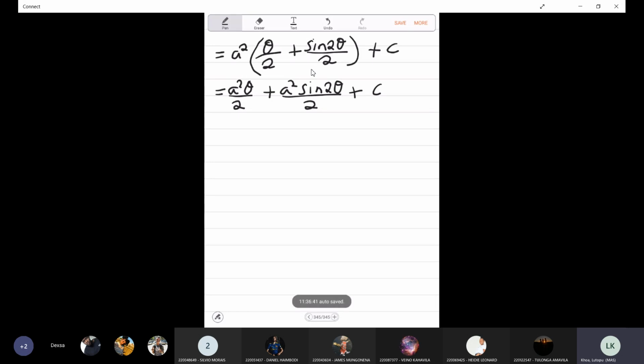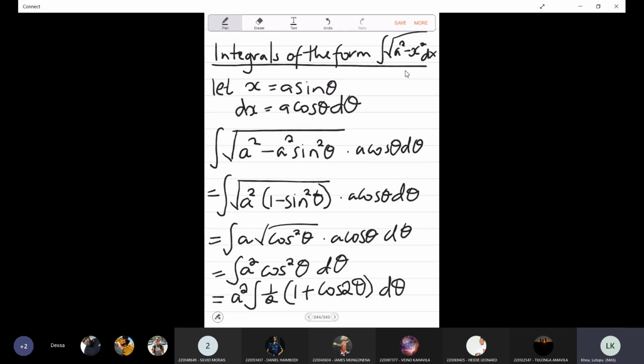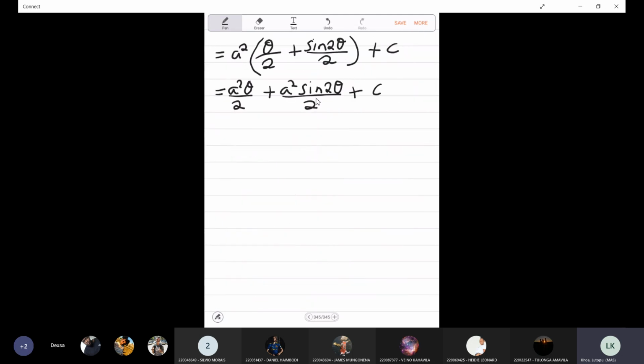Then we need to remember that the question that we started with was in terms of x. There was no theta. This was a substitution that we made. So we need to unsubstitute. And we know that sine 2 theta is 2 sine theta cos theta. So this is a squared theta over 2 plus a squared sine theta cos theta plus c.